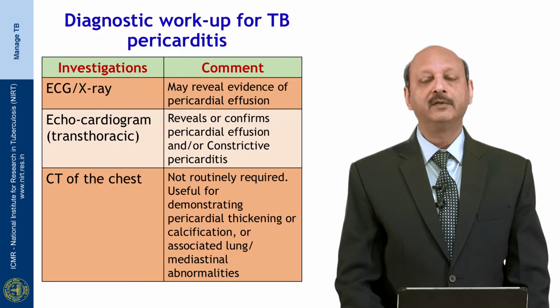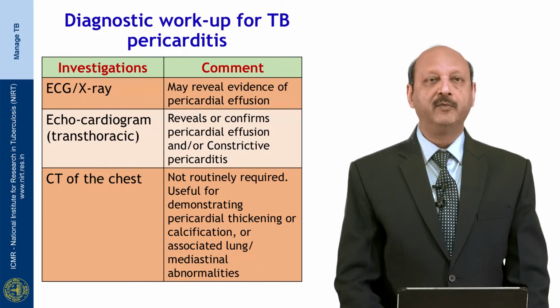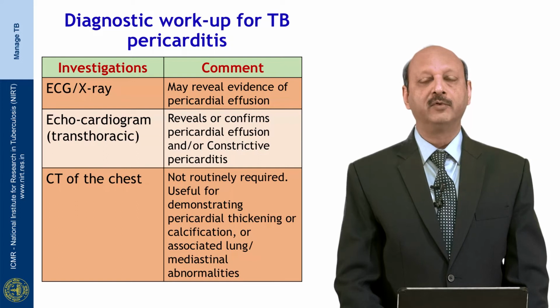For pericarditis, the initial investigations are ECG and X-ray. It may help in revealing the pericardial effusion for the first time. Echocardiography may reveal or confirm the presence of pericardial effusion, and even for constrictive pericarditis, it is of use. CT scan of the chest for pericardial effusion is not routinely required. However, it may be useful for demonstrating pericardial thickening, calcification or any associated abnormalities in the lung or mediastinum.